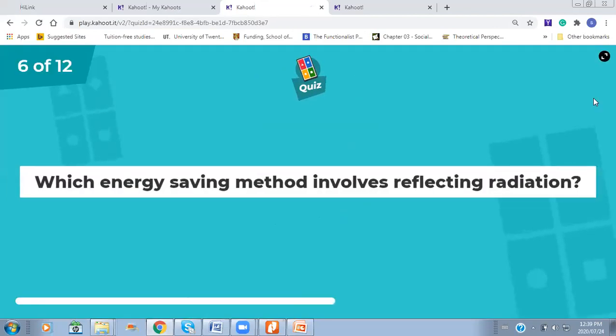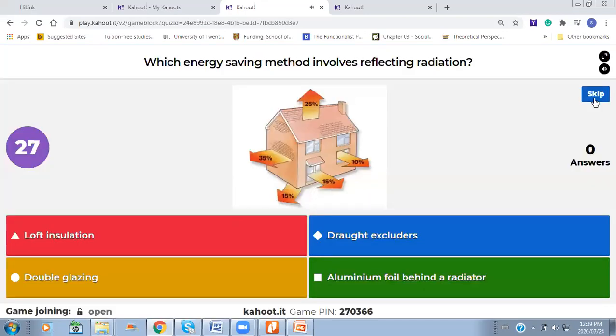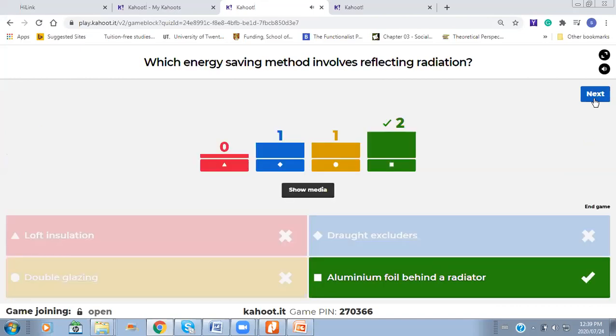Which energy saving method involves reflecting radiation? Let's go. So in our houses, you must build it such that energy saving method reflecting radiation will be very, very important. Our clock is ticking. Fantastic. Aluminium foil behind a radiator. Fantastic. Let's get going.